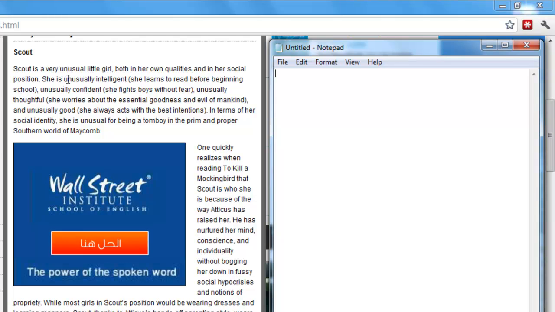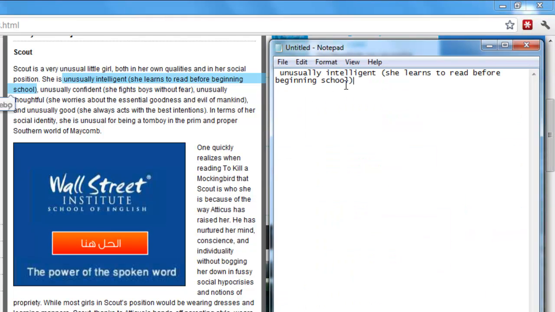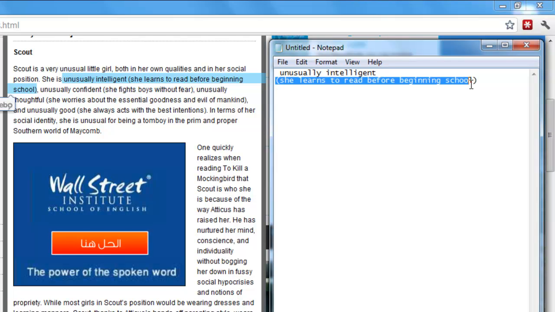Okay, so this is a good example. First of all, they make a description, and then they tell you more information about that. So consider this to be one main idea, and this is your supporting idea. She's unusually intelligent. She learns to read before beginning school.